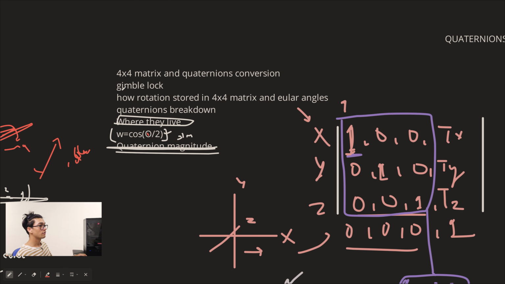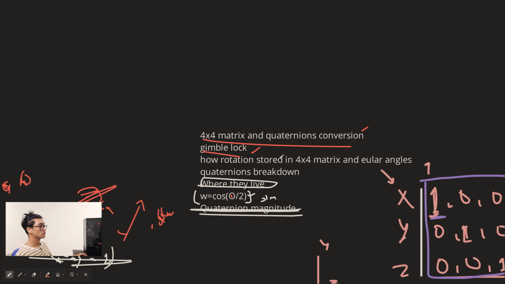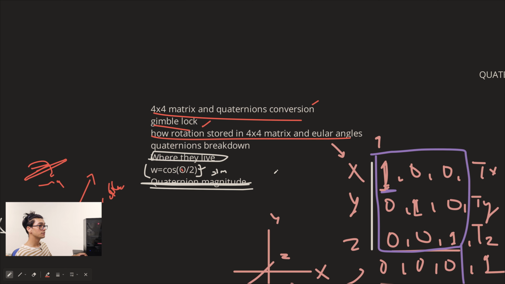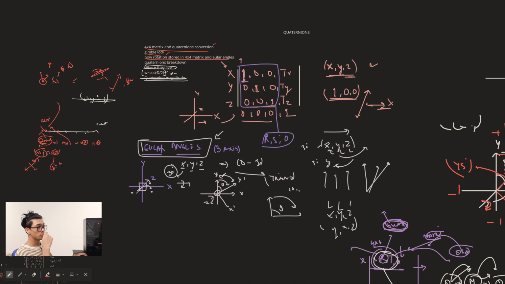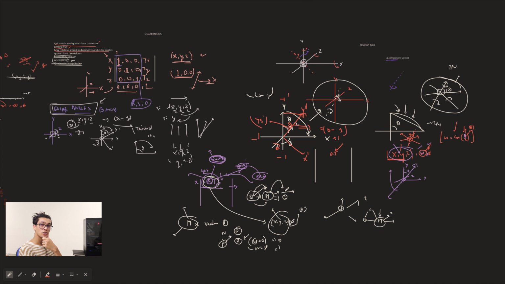What I have covered: gimbal lock, and 4x4 matrix and quaternion conversions. You can convert that, and we will talk about the conversion code in the next part. This was just the fundamentals of how rotation is stored in the 4x4 matrix and Euler angles. I've talked about this here. So I hope you understand this, because this quaternion concept is very complicated, and it took me a while to understand this concept and to come up with this theory to make you understand it better, and to make myself understand it better.